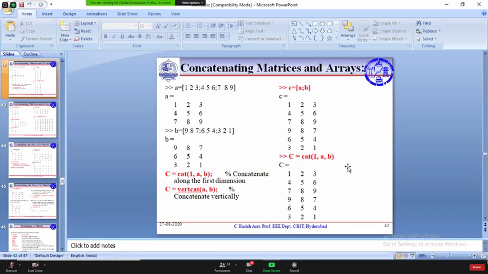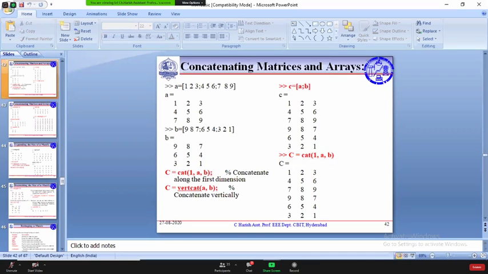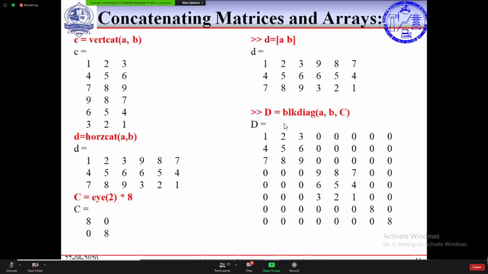So this concatenating is done in different fashion. Okay. Now, similarly, when we want to have a block diagonal of A, B, C, so I have A matrix and B matrix and C matrix. I want to make it a block diagonal, as 1, 2, 3, 4, 5, 6, 7, 8, 9, as this one, this one, this one. It will generate this.